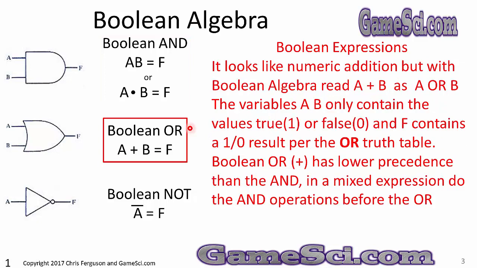Boolean OR, A or B equals F. It looks like numeric addition, but with Boolean algebra, read this as A or B. The variables A and B only contain the values true/1 or false/0, and F contains the 1 or 0 result per the OR truth table. Boolean OR, or the plus sign, has lower precedence than the AND, and in a mixed expression, do the AND operations before the OR.